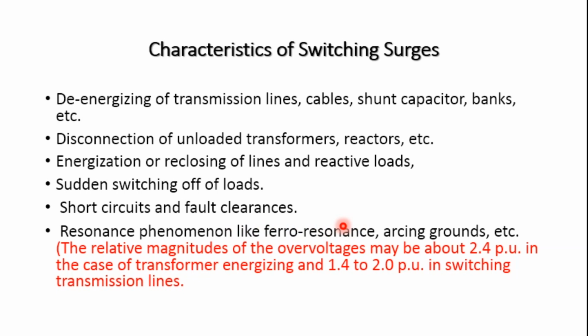However, this is a typical wave shape of the switching surges which is shown here. From this figure, it is clear that these over voltages are irregular and can be of high frequency or the power frequency with its harmonics. The relative magnitude of the voltages may be around 2.4 per unit. Per unit is nothing but the actual value over the base value. In the case of transformer energization, it will be around 2 times the per unit, whereas in the case of switching transmission.